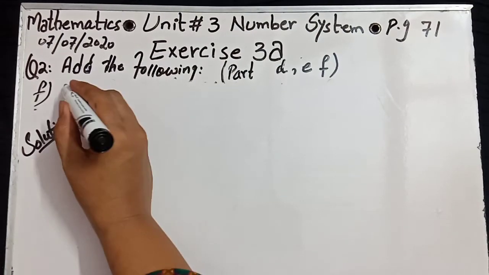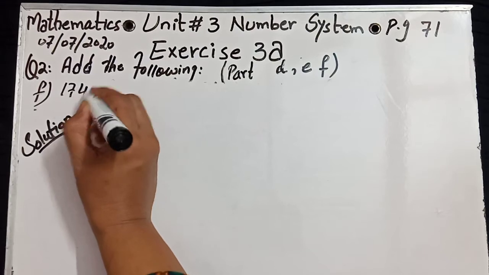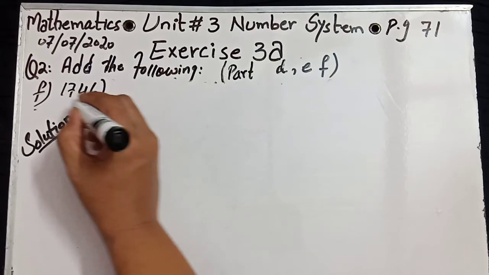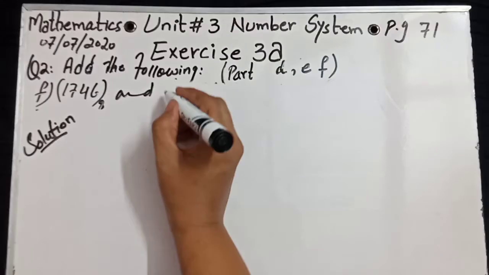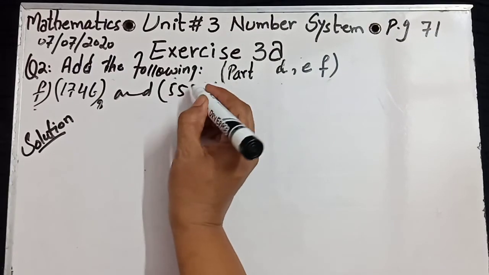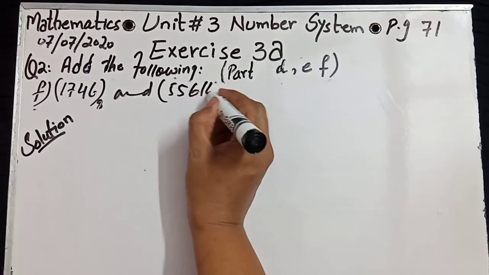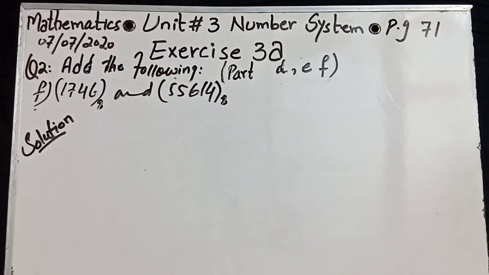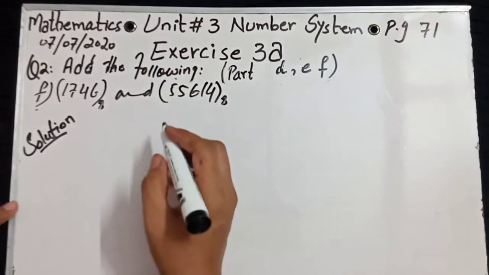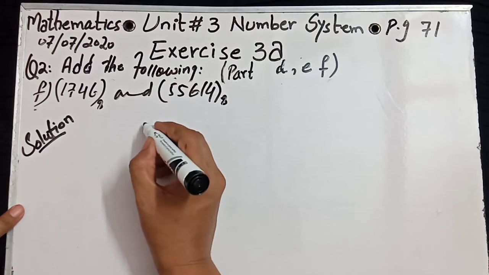Part F, 1746 base 8 and 55614 base 8. Okay. Add the following in base 8 system. In base 8 system we use 0 till 7. Okay. Not 8 or a digit greater than 8. So now we plus it.